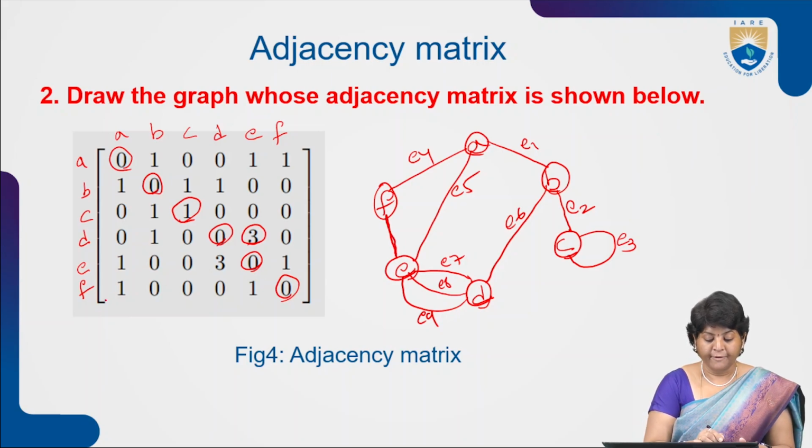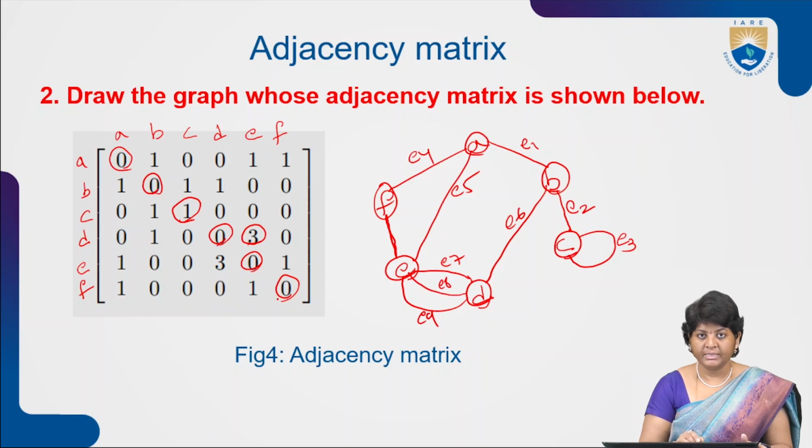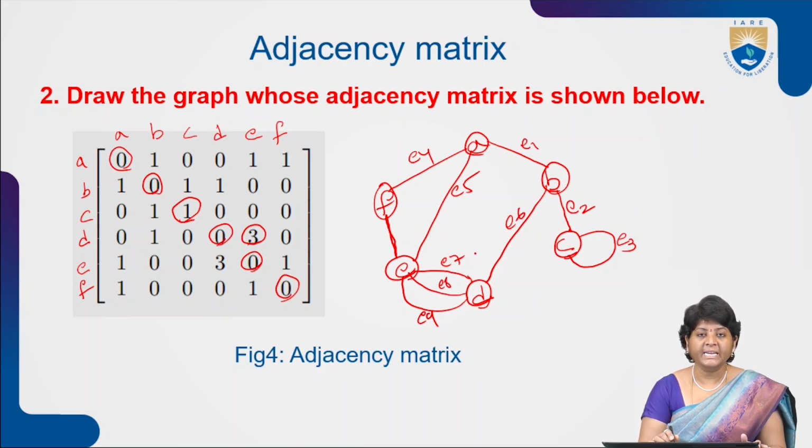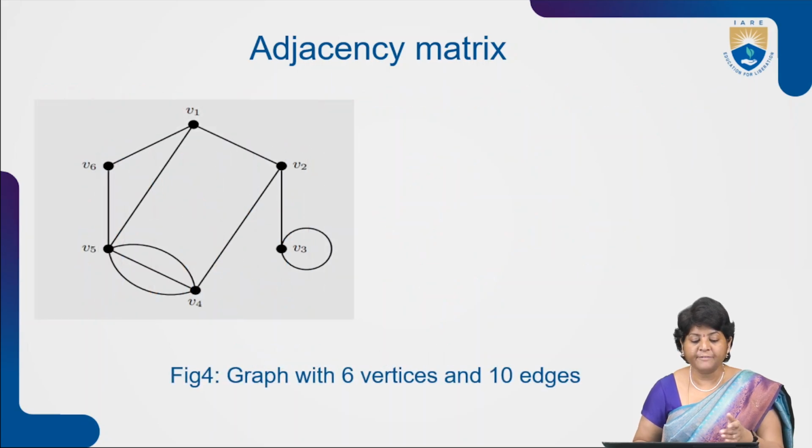Now, F to A, yes, we have. Now, F to E, yes, we have. For the other vertices, there is no edge connection. Since it is marked as 0, we are not going to connect anywhere. So this is the graph for the given adjacency matrix. In this way, we will draw the graph.